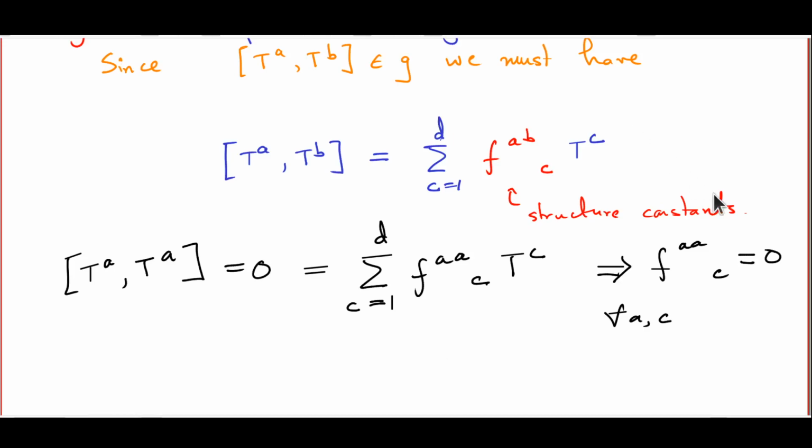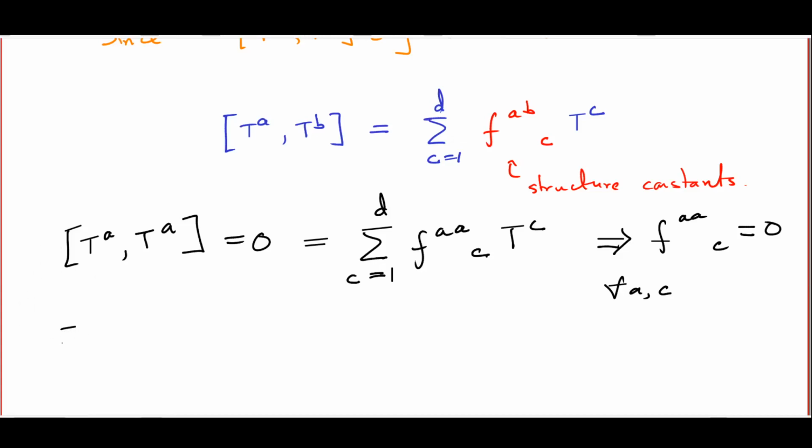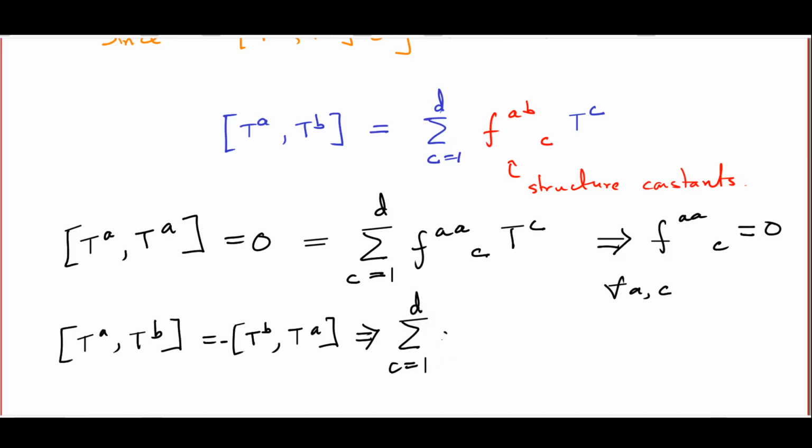On the other hand, the other version for this antisymmetry demand, if you must remember, is Ta comma Tb is minus Tb comma Ta. And this, of course, implies that sum over c running from 1 to D of f_ab^c T_c must be the negative of the sum over c, again running from 1 to D, of f_ba^c T_c.